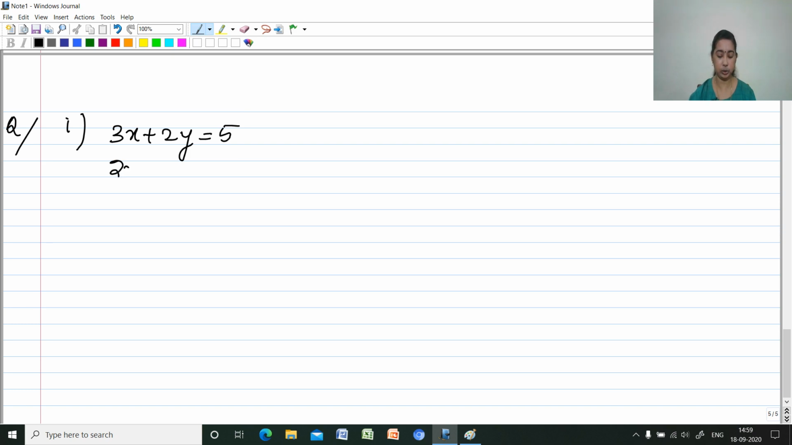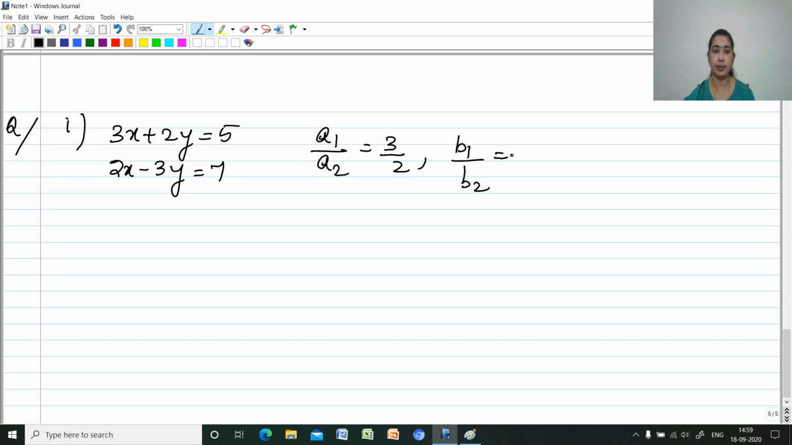Second equation is 2x minus 3y is equal to 7. Compare the values, that is a1 by a2 is equal to 3 by 2, b1 by b2 is equal to minus 2 by 3, and c1 by c2 is equal to minus 5 by minus 7, or 5 by 7.